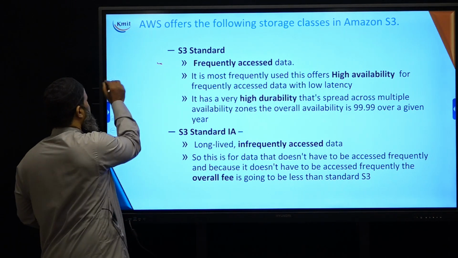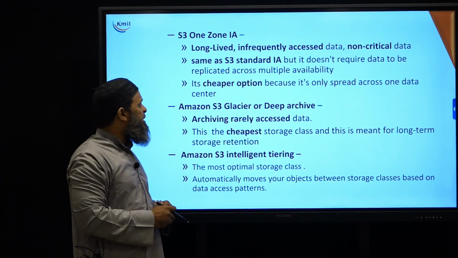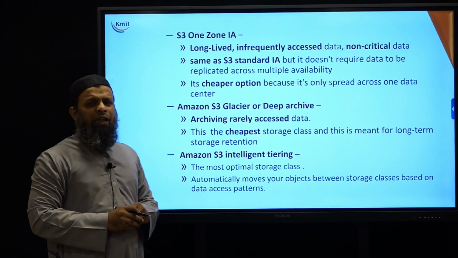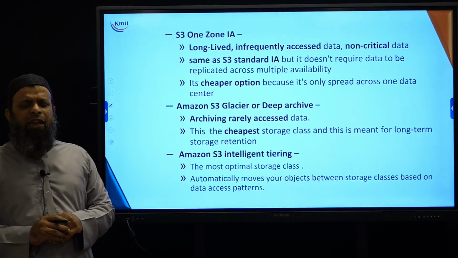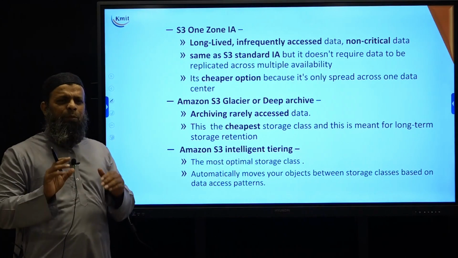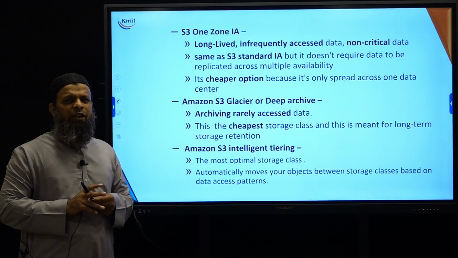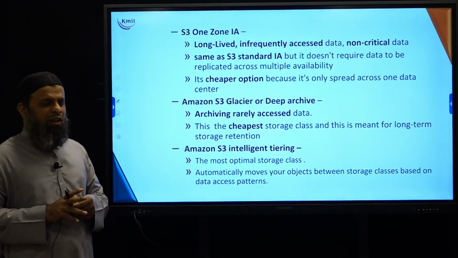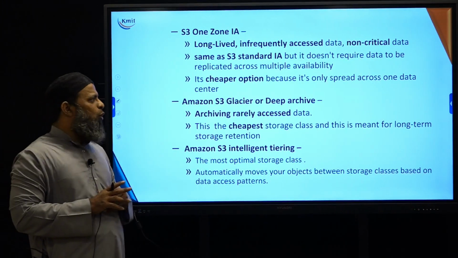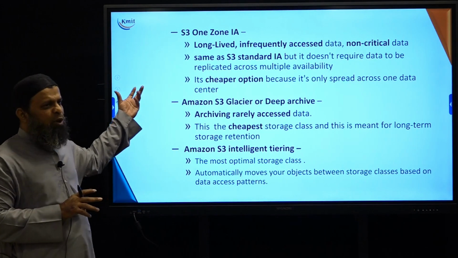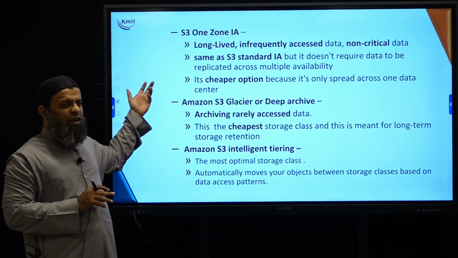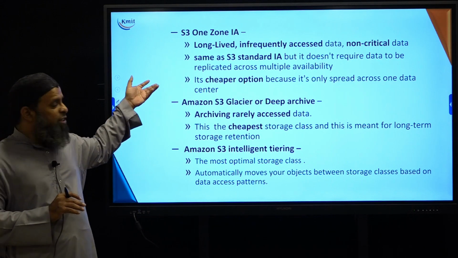Next, there is something called S3 one zone IA. That means you want to keep the data in only one availability zone. This also will be non-critical data which you are going to access very rarely and infrequently. Again, it is a cheaper option, it is cheaper than S3 standard IA.